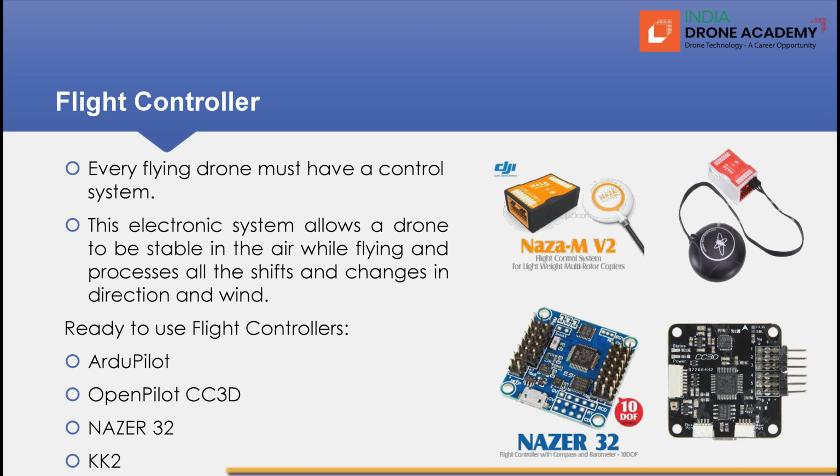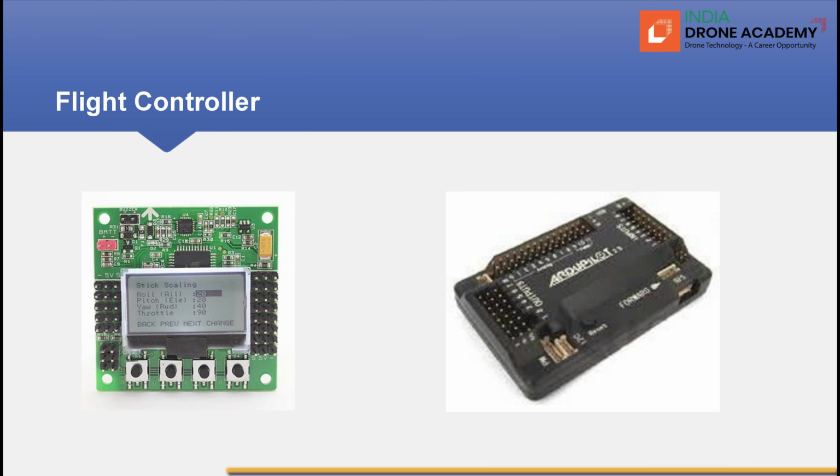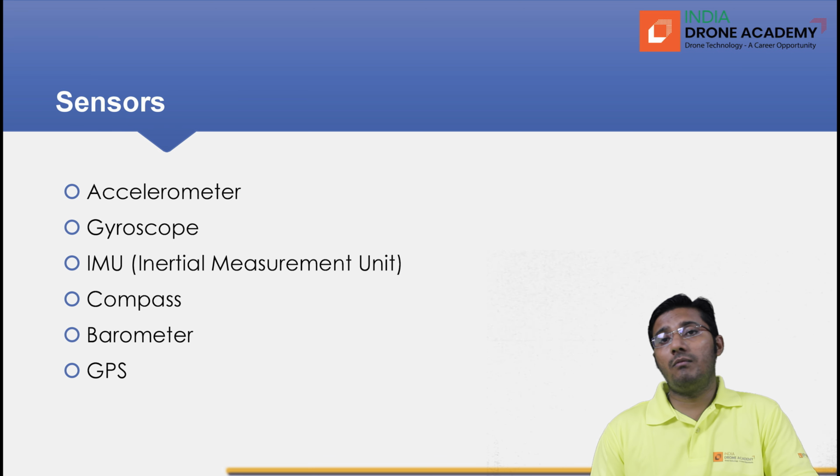There are various types of flight controllers available in the market. We can see here the NAZA MV2, NAZE32, R2 Pilot, KK 2.1.5 flight controller, and OpenPilot CC3D. One can choose as per their requirement. Here is an example of a KK 2.1.5 flight controller on the left-hand side and an R2 flight controller on the right-hand side. I was telling about the sensors which this flight controller has.